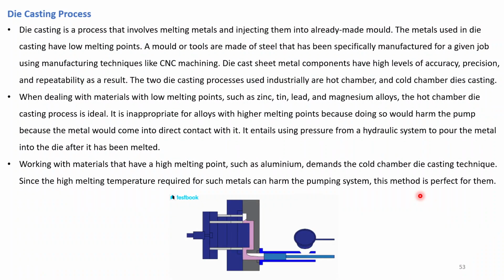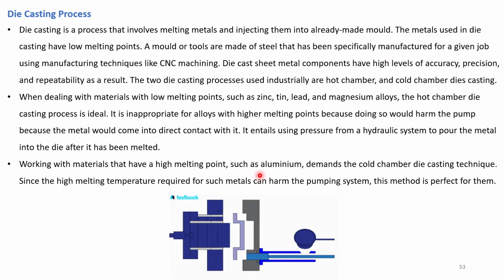Working with materials that have a high melting point such as aluminum demands the cold chamber die casting technique. Since the high melting temperature required for such metals can harm the pumping system, this method is perfect for them. So this is how you will be pouring your metal, and this will be filling inside the die and then ejected from this.